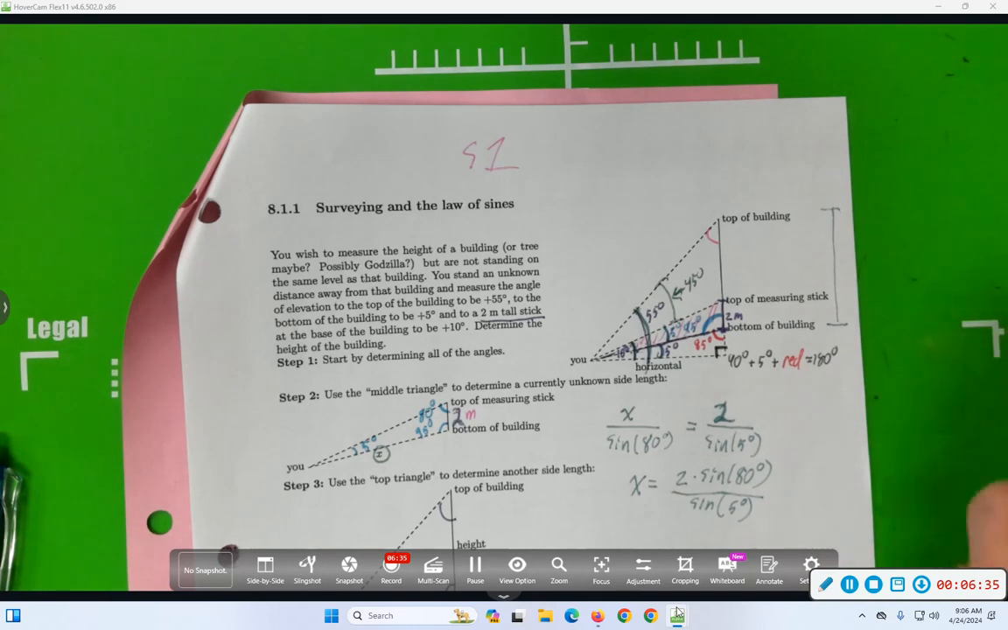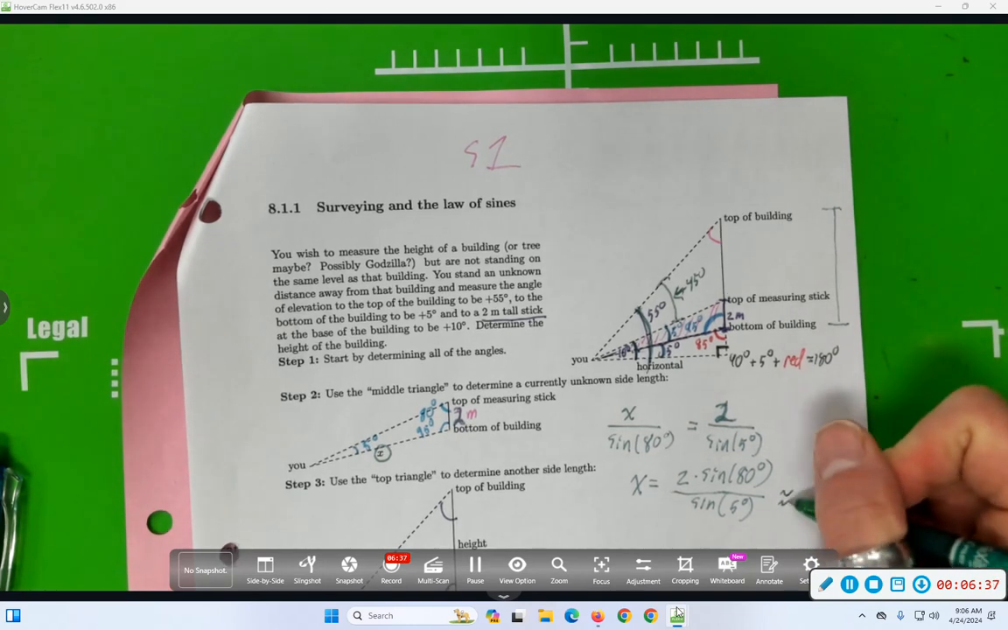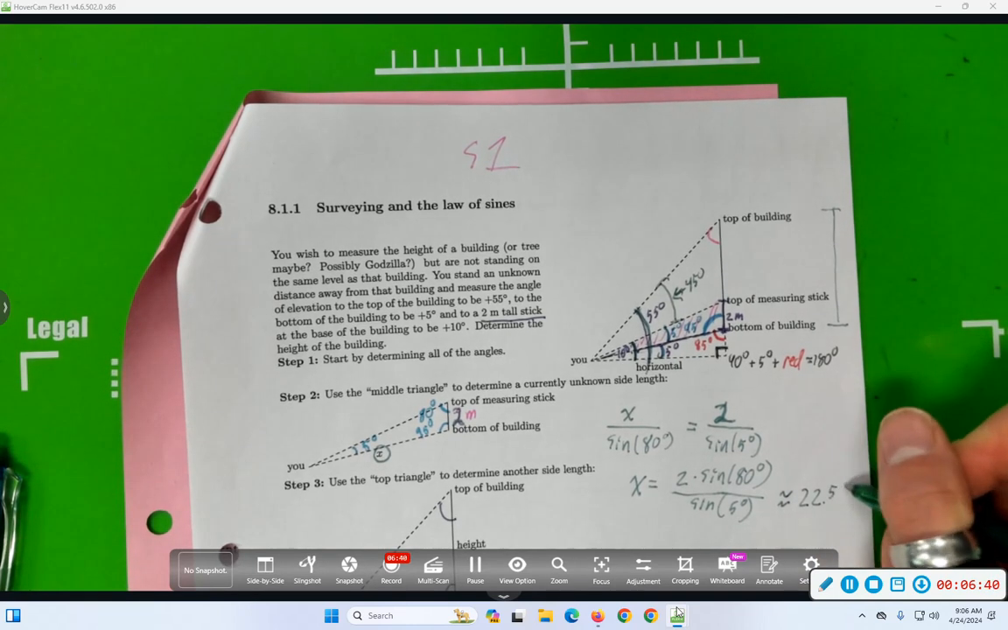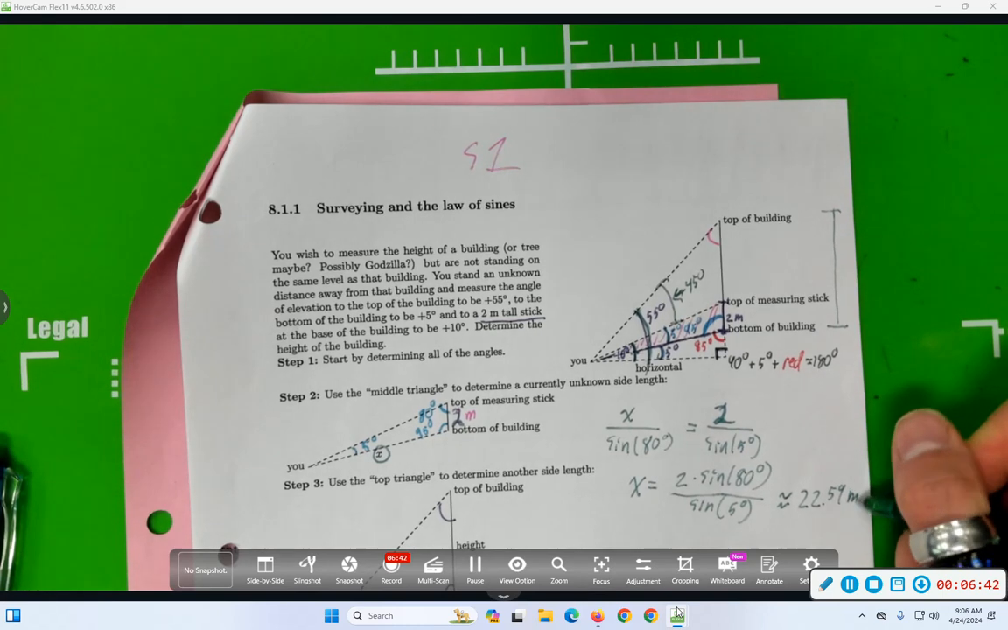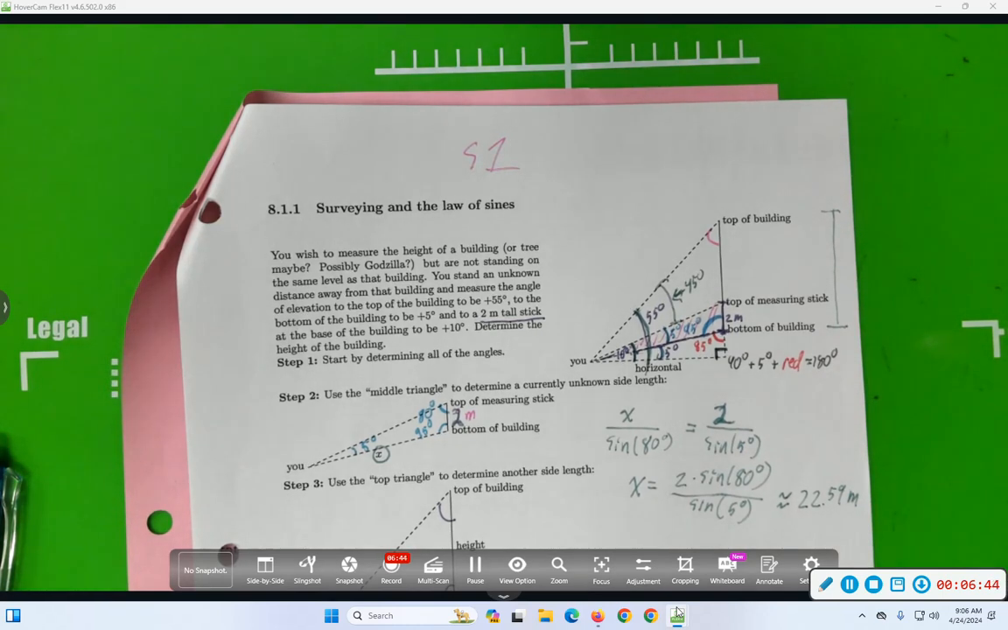I think it's 22.59. You said 22.59? Nice, and it's in meters. So you are apparently about 23 meters from the base of the building, in terms of straight line distance.